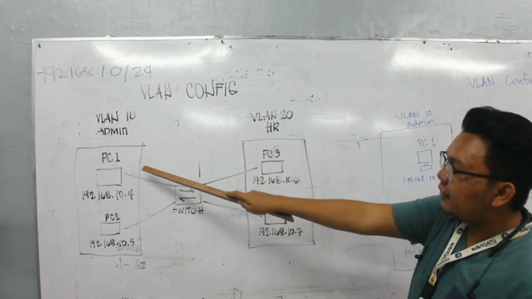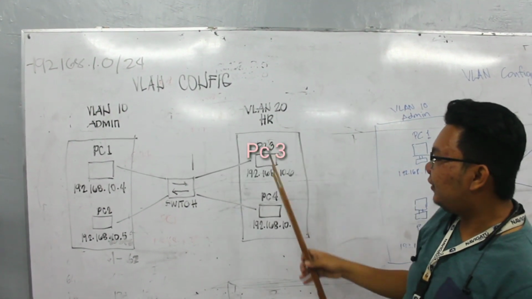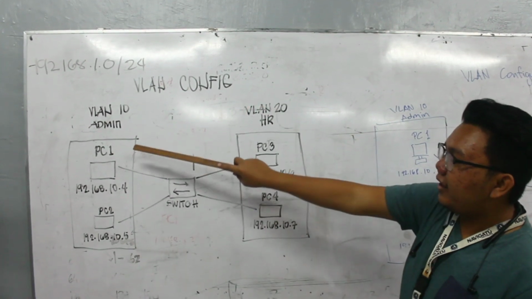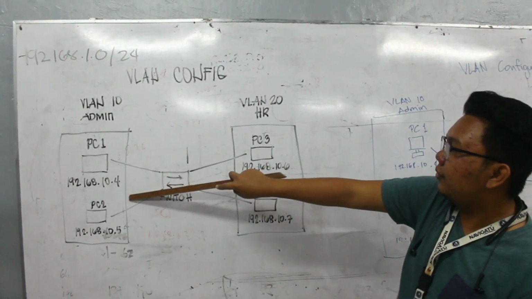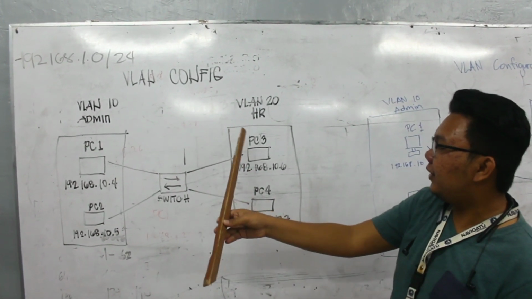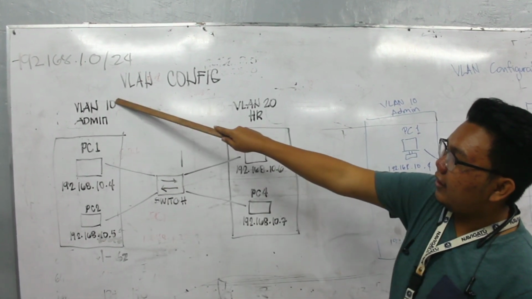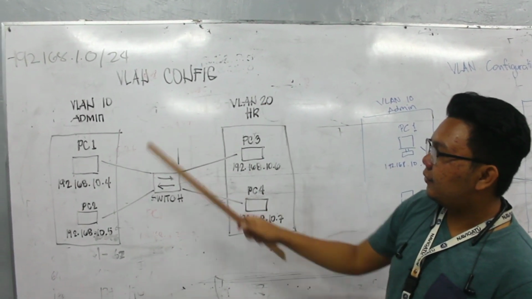If we set PC1 and PC2 in the same VLAN address 10 and PC3 and PC4 in VLAN address 20, each time PC1 sends a frame, it can only be received by PC2 and will not be broadcasted to PC3 and PC4, because PC1 and PC2 have the same VLAN address, unlike PC3 and PC4 which have a different VLAN address than PC1 and PC2.